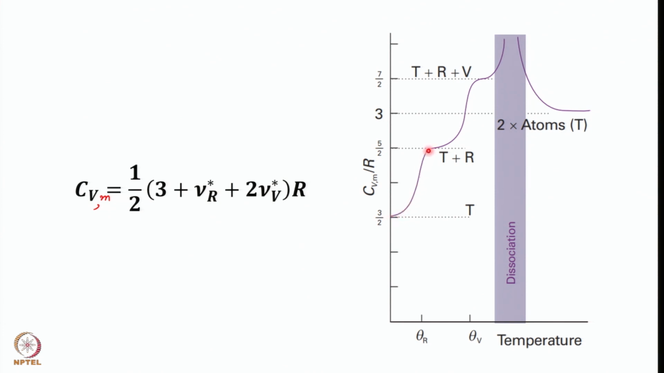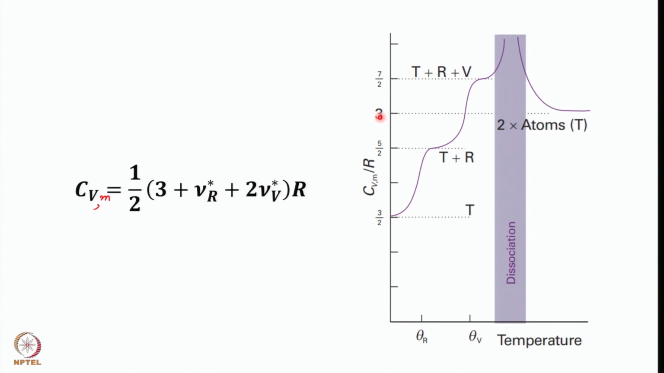After that, we discussed this plot: initially a 3 by 2 R contribution is there, and for a linear rotor, as the temperature increases, the full R contribution is added. So, 3 by 2 plus 1 is 5 by 2 R. When you further increase the temperature, and the temperature is much higher than the characteristic vibrational temperature, another R will add up, so you have 7 by 2 R. Further increase in temperature leads to dissociation of the molecule, and after dissociation a diatomic molecule will form 2 atoms, and each atom will have translational contribution of 3 by 2 R. So, 3 by 2 into 2 is equal to 3 R. This I have shown for a very simple diatomic molecule.